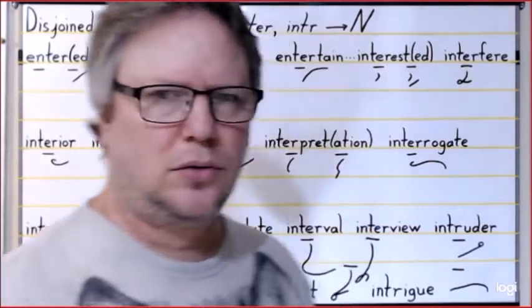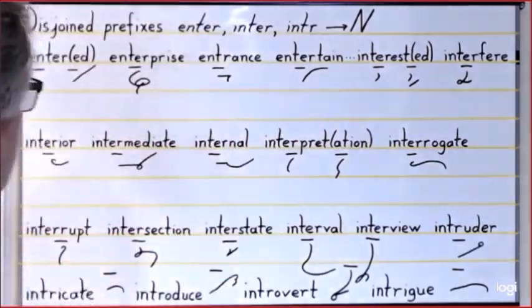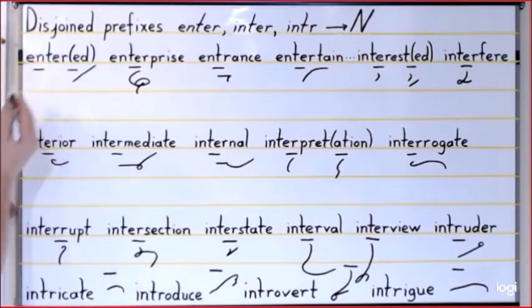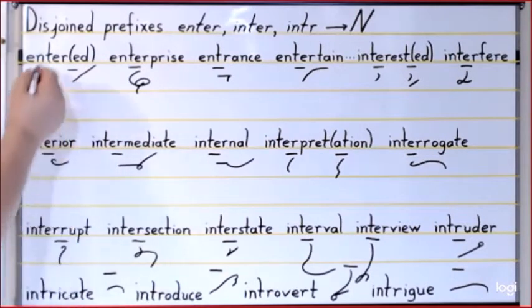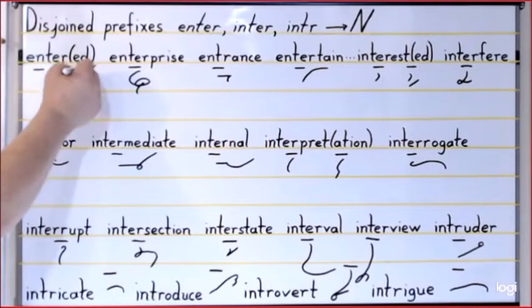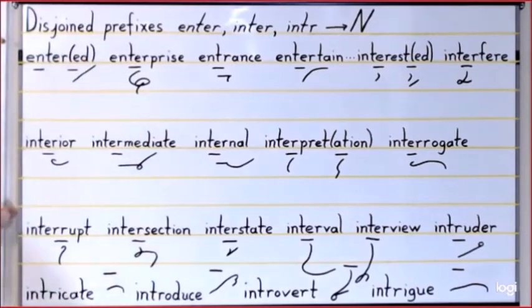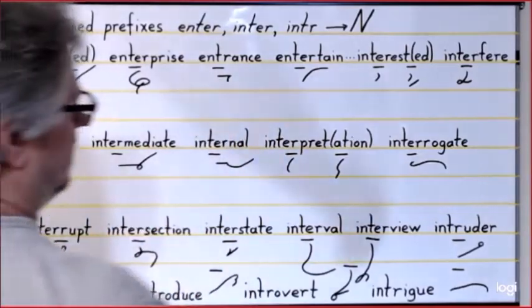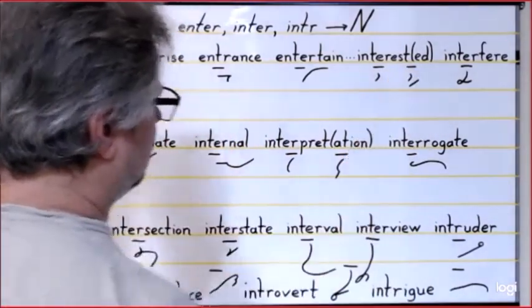The common rule with the disjoined prefixes is that the vowel here is understood and omitted. Like in the word entered, there is no vowel in here. Or entrance, this A is not included. Or in interest, this E is not included.